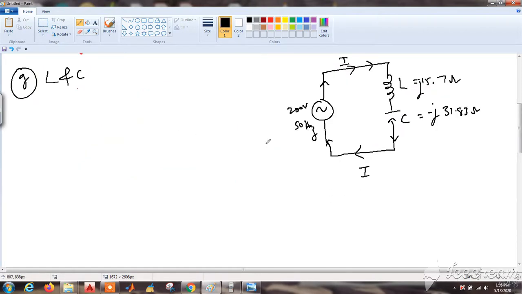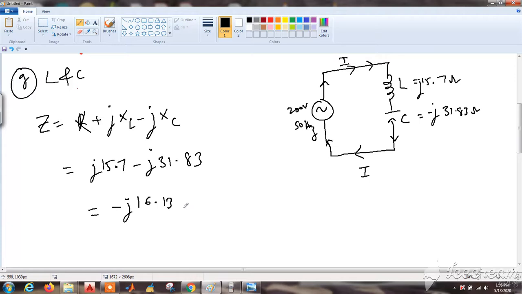So this is the circuit diagram when L and C are connected in series. Let us first calculate the impedance, which is R plus jXL minus jXC. R is not present here, so we are getting minus j16.13 ohms. And here also we can see that the capacitive reactance is dominating more.